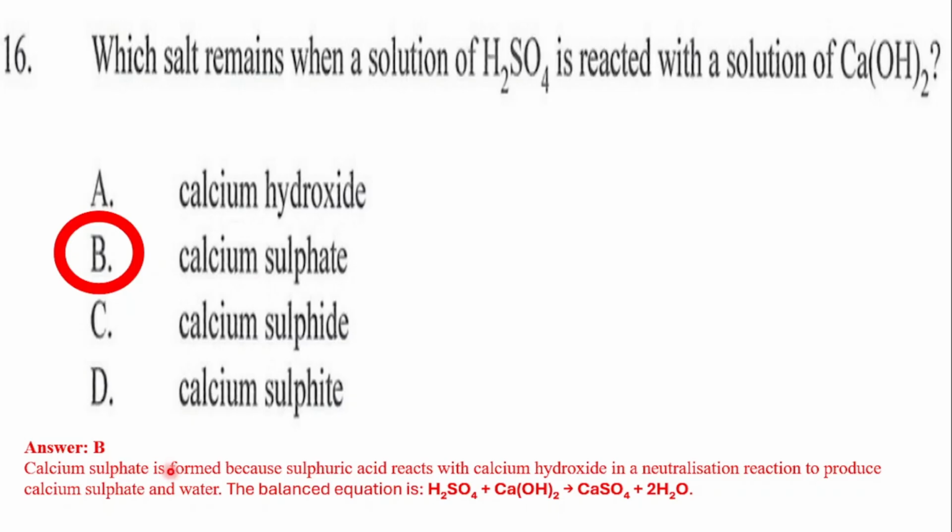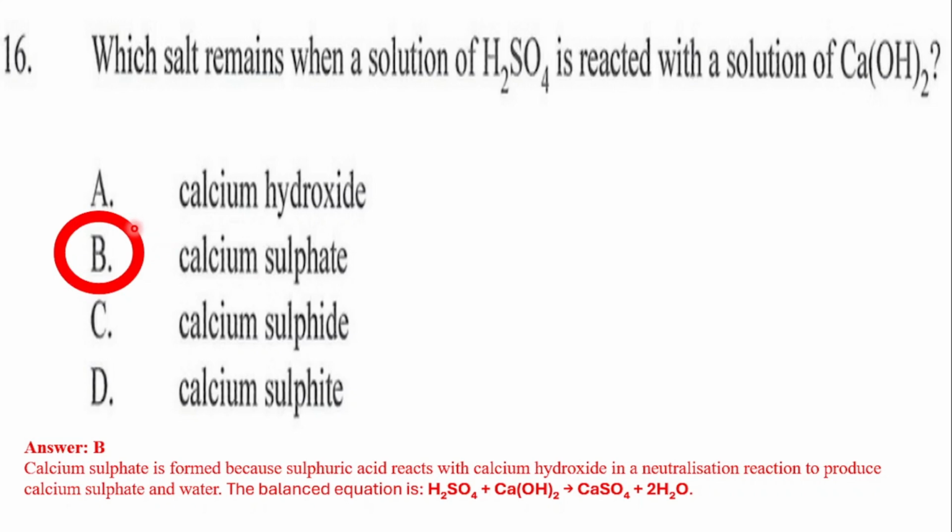Calcium sulfate is formed because sulfuric acid reacts with calcium hydroxide in a neutralization reaction to produce calcium sulfate and water. Let's look at a balanced equation that's going to help us. We have H2SO4 plus CaOH2, and that's going to give us calcium sulfate, CaSO4, plus water. And so what we're going to get is calcium sulfate.